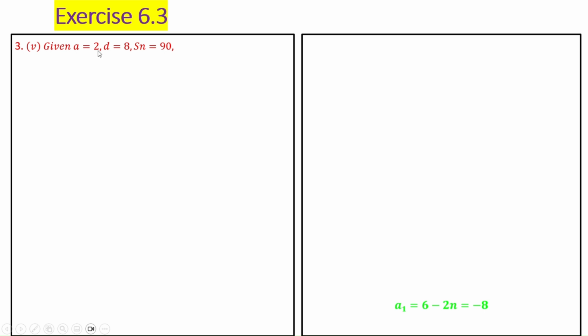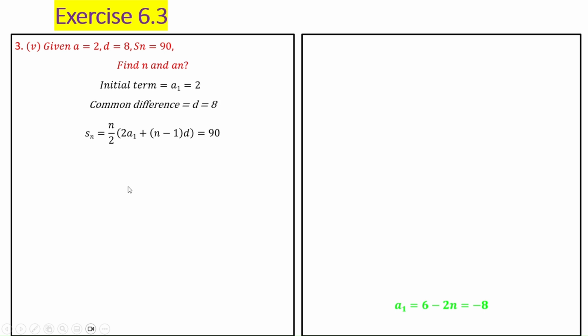Okay, given a equal to 2, d equal to 8, Sn equal to 90, find n and an. It's almost similar, all the problems are similar. Please go through this step by step. I think you can solve them very easily. In this one, the difference is we are forming a quadratic equation. If you substitute the known values, we have a1 equal to 2, common difference d equal to 8. So in Sn, if I substitute the values, I get a quadratic equation. What I don't know is n.